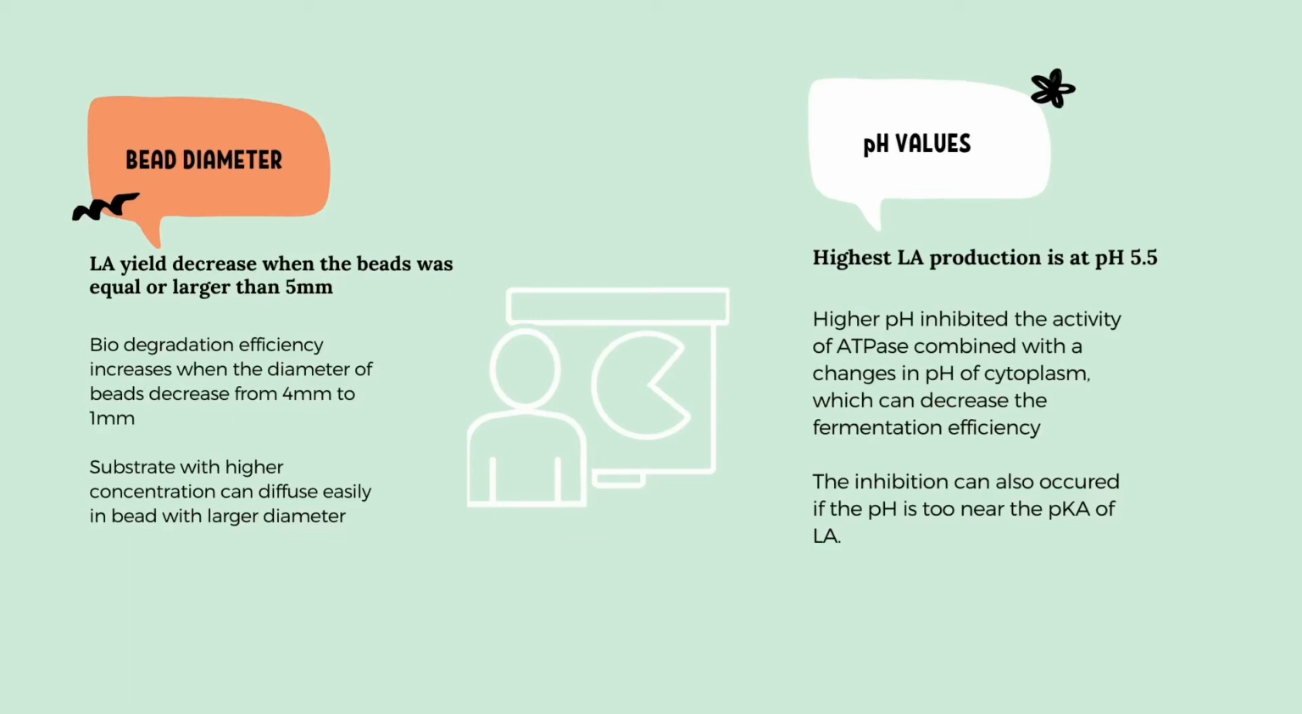It was found that the highest lactic acid production is at pH 5.5. Higher pH inhibited the activity of ATPase combined with a change in pH of the cytoplasm, which decreased the fermentation efficiency. Hydrogen ions in the fermentation broth diffused in the large pores of the calcium alginate matrix and caused changes in charge quantities of the plasma membrane. This will change the permeability of the plasma membrane to nutrients and inorganic salt ions. Extreme acidic conditions can cause changes in the intracellular ionic environment and damage the protein structure, which decreases the production yield and productivity. If the pH is too low, it can also inhibit the reaction of enzymes.